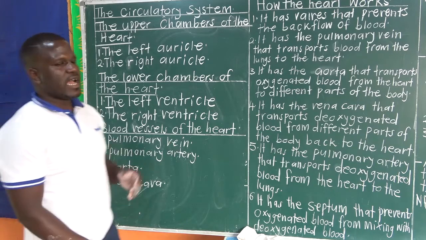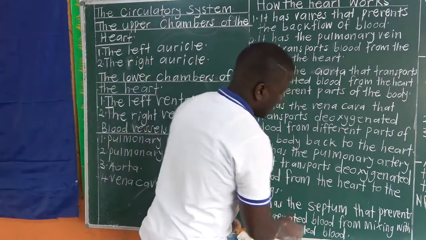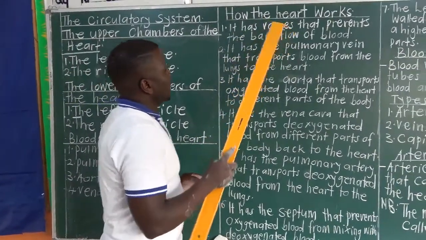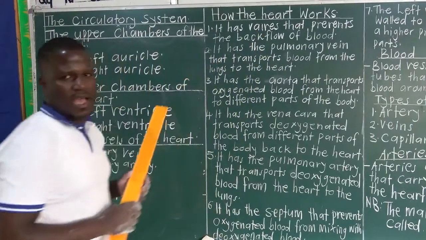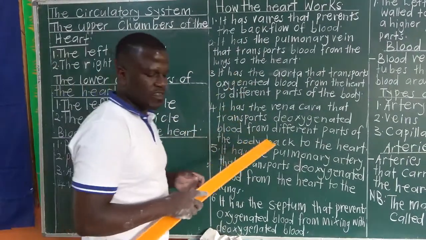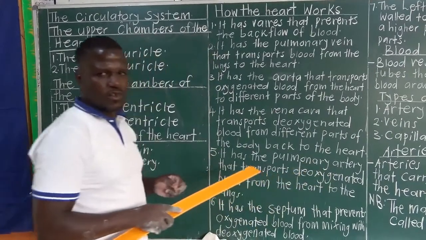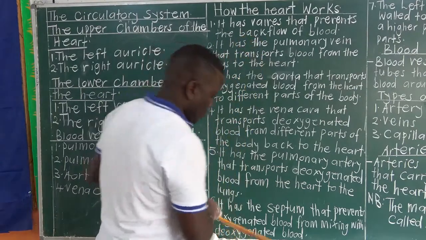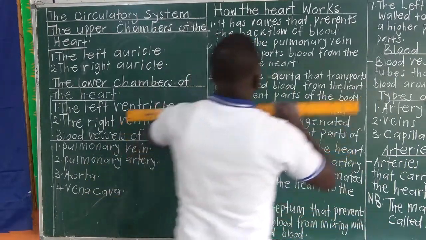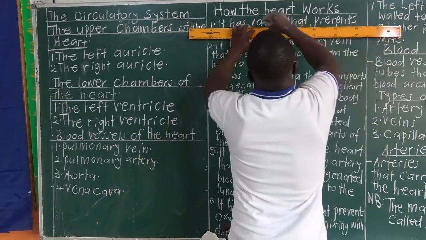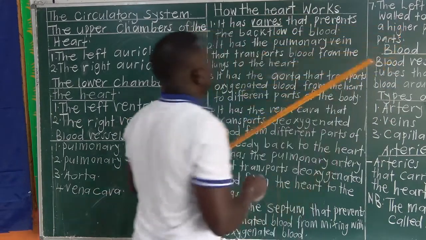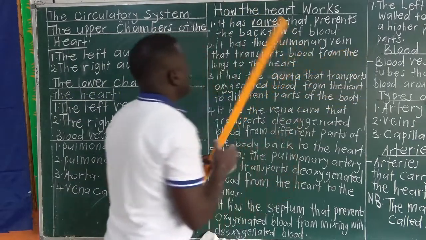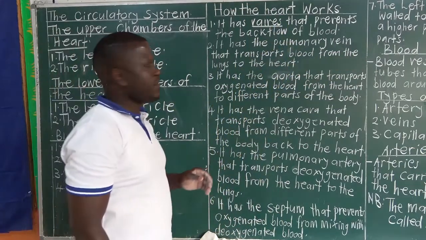So next we look at how the heart works. Now, the heart has what you call valves. If you check in your workbook, there's a diagram showing the human heart, and that diagram has parts called valves. These valves prevent the backflow of blood.